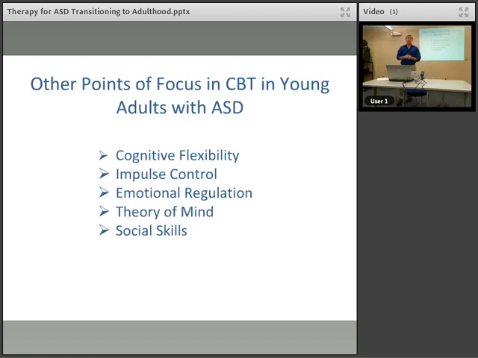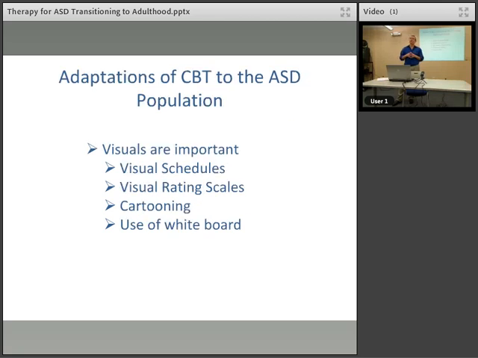Impulse control, obviously a big issue. This is the ability to monitor what you're saying and put some thought into things that you're doing before it just comes right out and happens. That also goes into emotional regulation, the ability to tolerate frustration, and that's very tied into the types of things that you're saying about the things that are going on, the types of attributions, things like that. We're also always going to work with theory of mind with these kids. It's a really big piece of any type of therapy. And then even as part of the cognitive behavioral therapy, as I mentioned, social skills is always going to be a big piece.